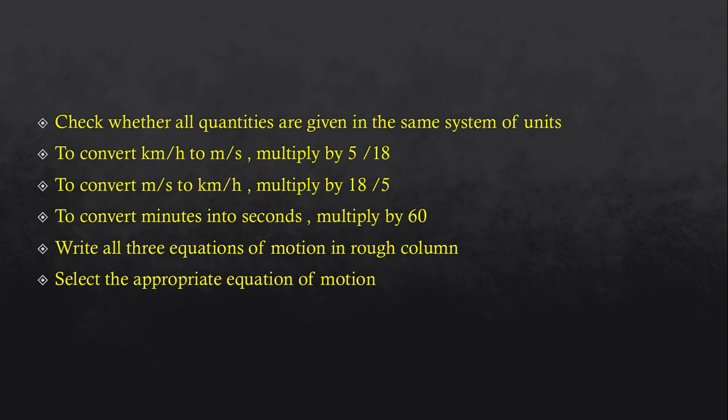We continue with few more important points. Check whether all quantities are given in the same system of units. It means that sometimes it happens that velocity is given in kilometer per hour, whereas time is given in seconds. It means you need to change kilometer per hour into meter per second. Means you need to bring all the quantities in the same kind of system of units. And usually we follow SI system. You all are aware of the system, right?